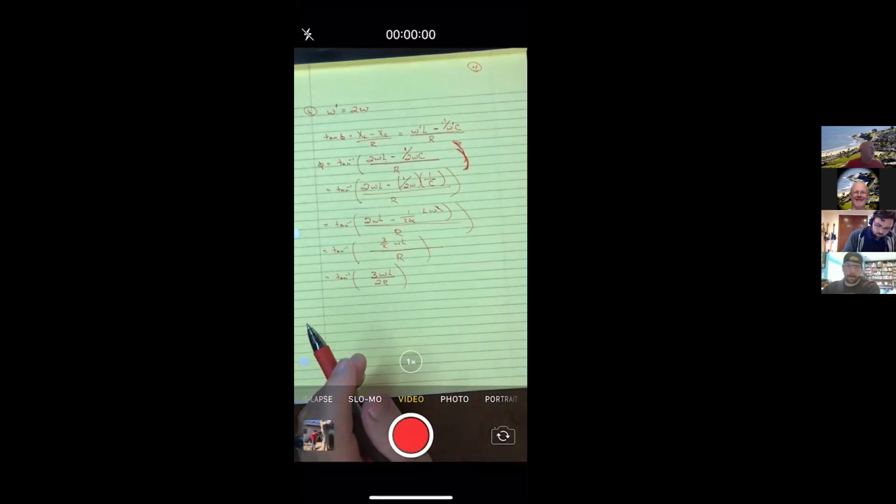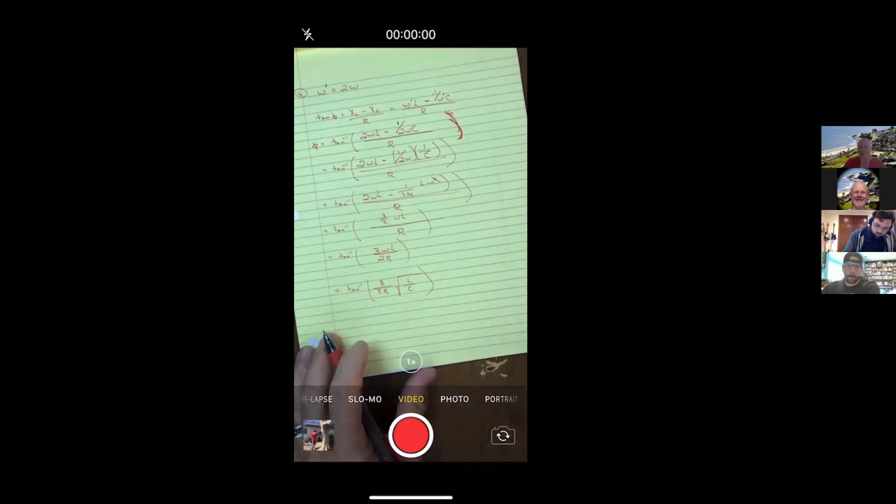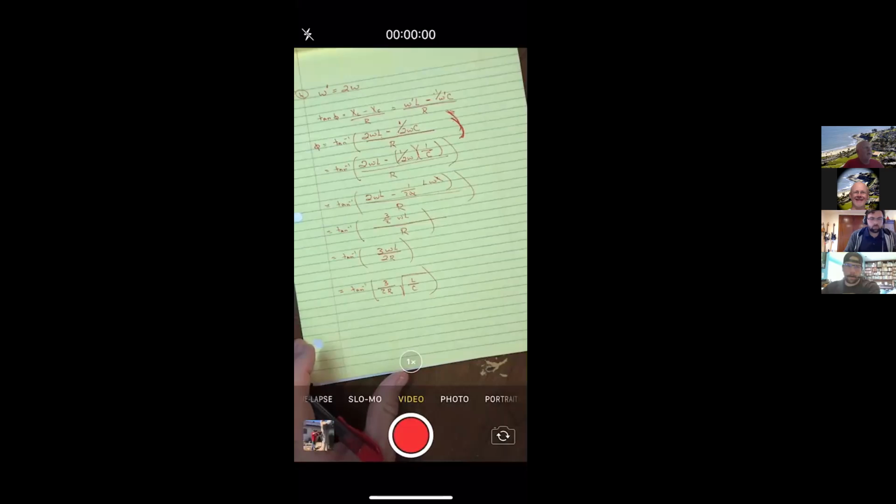I'm not sure I like the author's answer because he has this answer. He has inverse tangent of 3 over 2r times the square root of L over C. And that might actually be right, probably is, but I'm a little bothered because he's got a C in his answer, so he's not replacing the C. It's okay. It's kind of an unwritten rule that you shouldn't have C's in your answer.